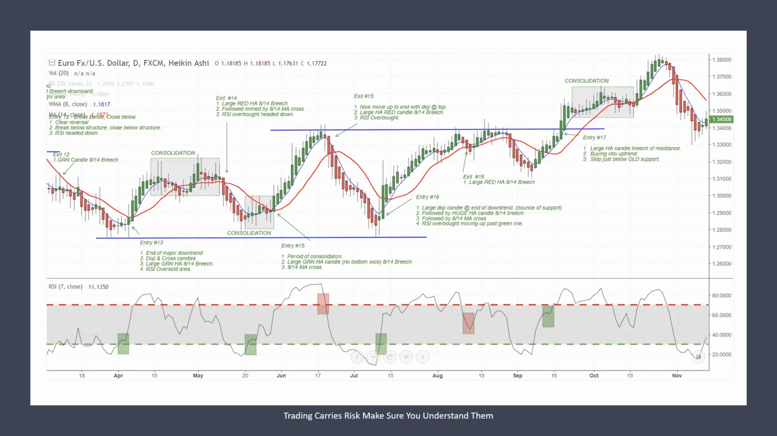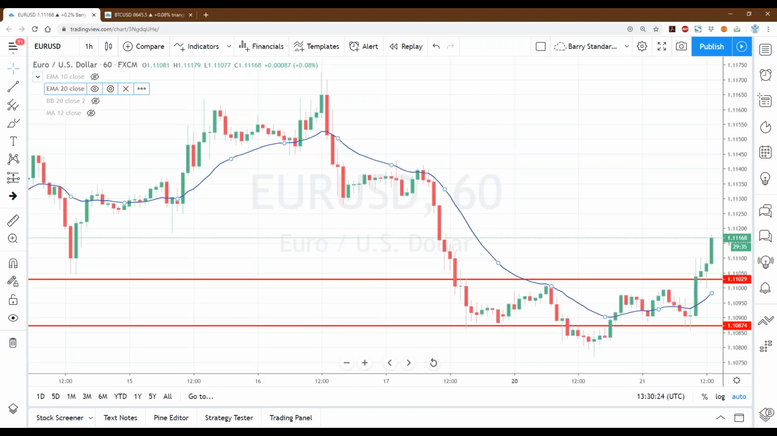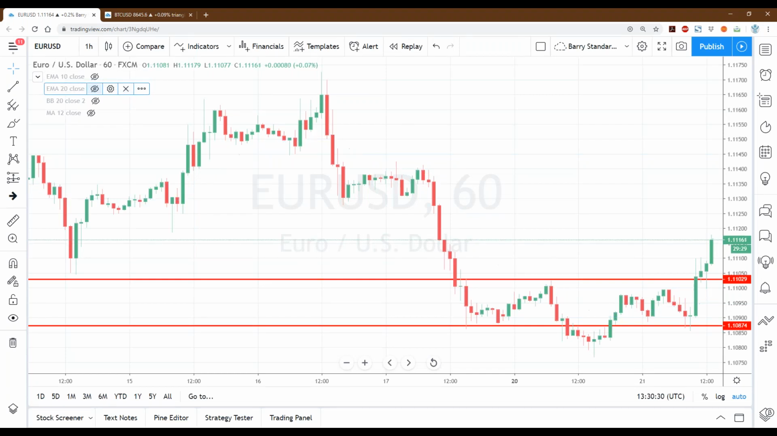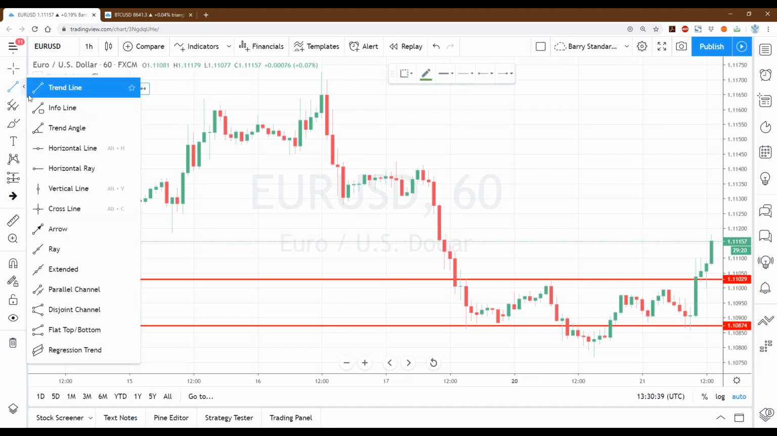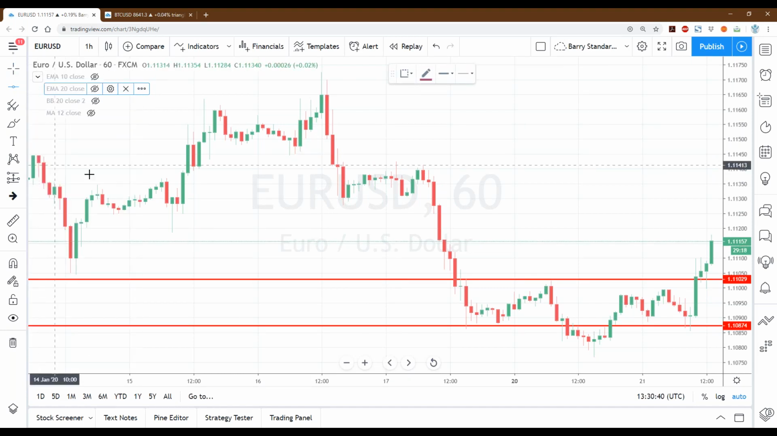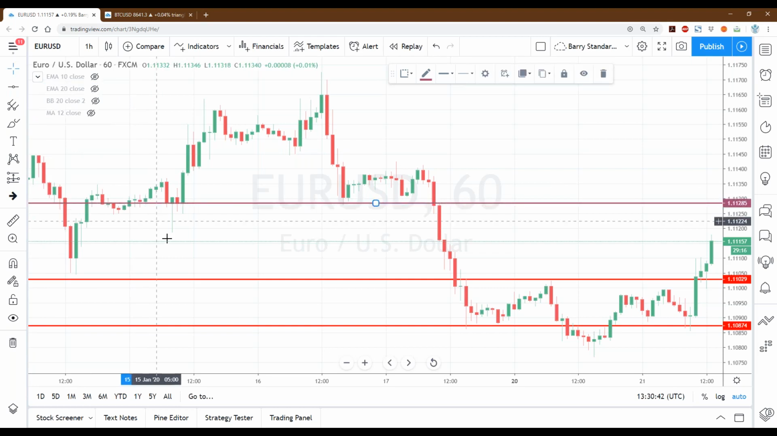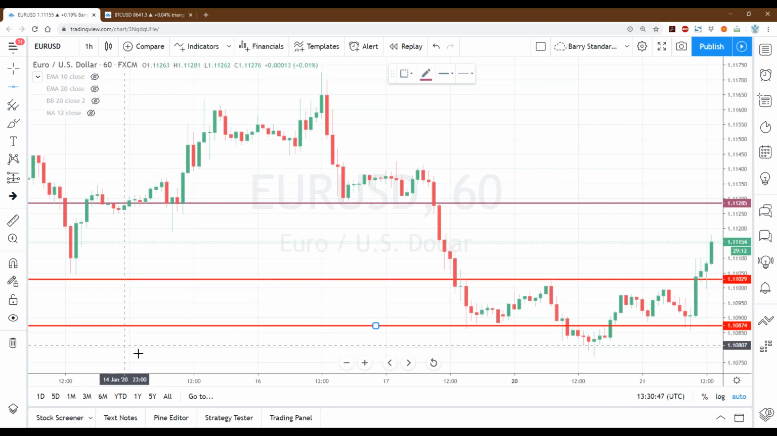So let's go over to my live charts. I'm just waiting for it to pop up on the screen. Here we go. So let's get the moving average off the chart. So what we would be looking for is first to identify the swing lows and the swing highs.